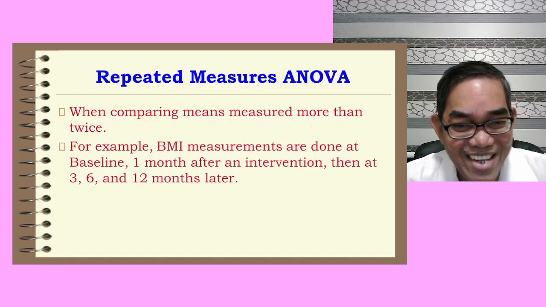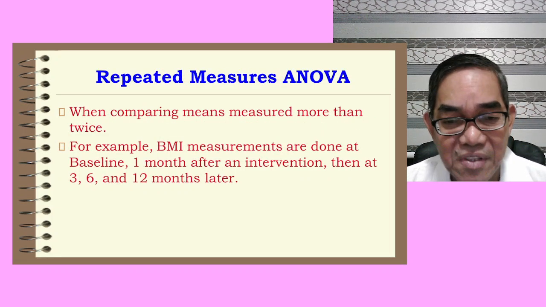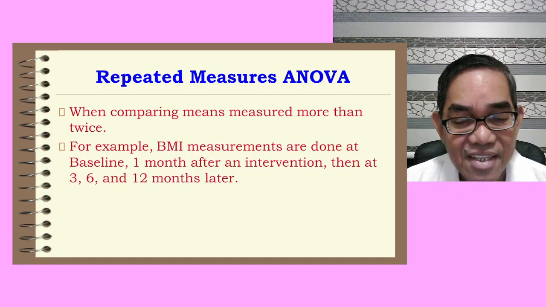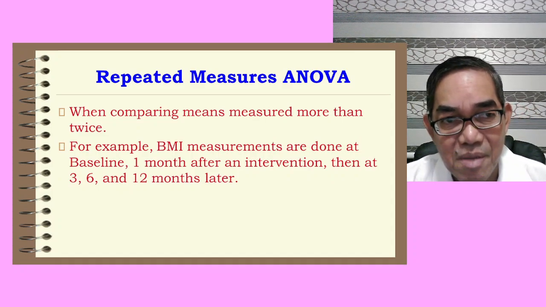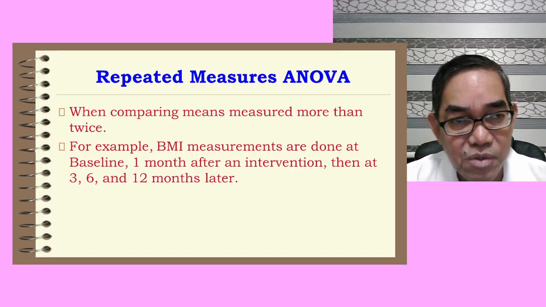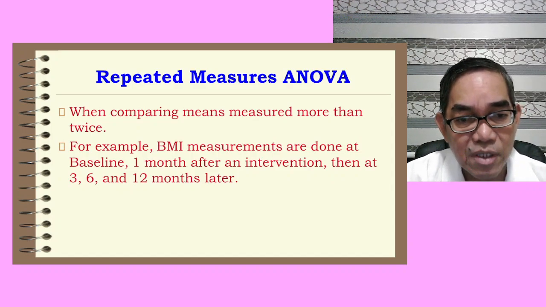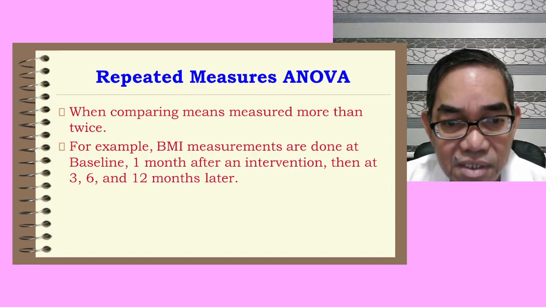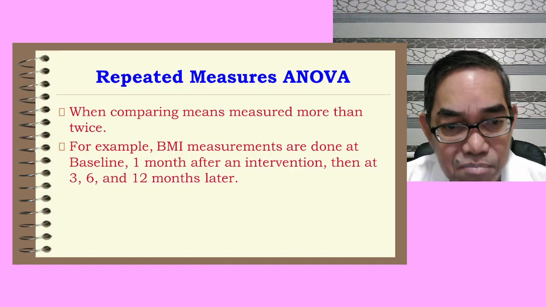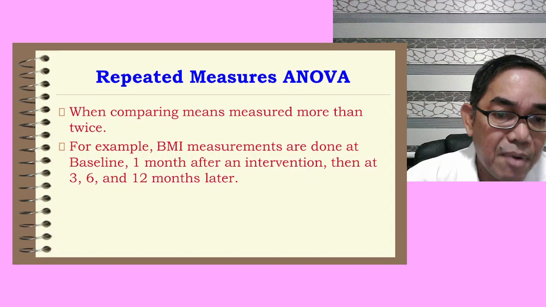Anyway, now when we compare means measured more than twice, we use the repeated measures ANOVA. So the paired t-test, you measure the means twice. But when you compare means measured more than twice, we use the repeated measures ANOVA. Let's give an example.